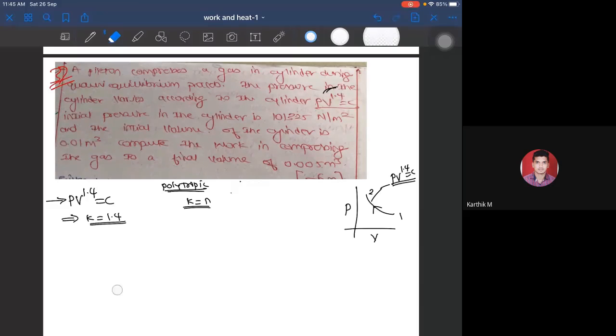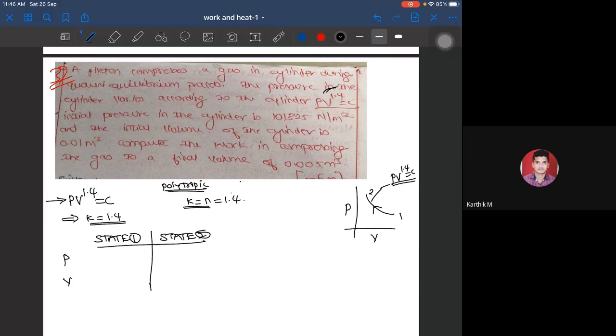So in this particular process, K is equal to n, which is how much? That is 1.4. What else is given in the problem? The initial pressure of the gas is given. So again, you have to plot a state table, I guess. State 1, state 2, pressures and volumes. What has he given? The initial pressure in the cylinder is 101325 Newton per meter square, which is atmospheric. And the initial volume of the cylinder is given as how much?